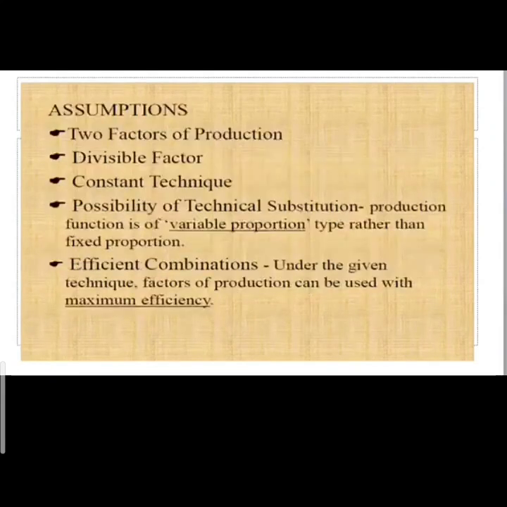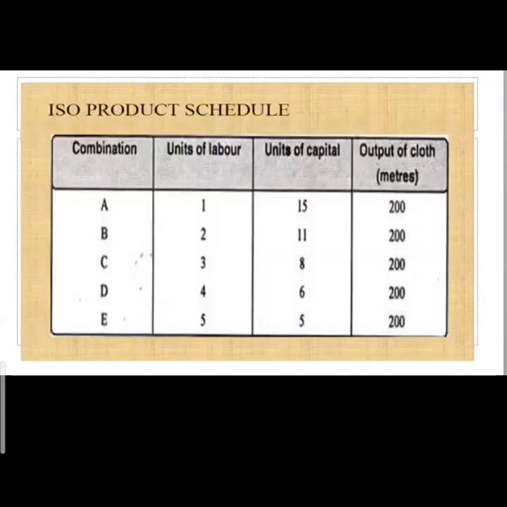What are the assumptions? Two factors of production. You may take labor or capital, division of labor, or divisible factors. Constant techniques, it means we are not going to change any technology or techniques. Possibility of technical substitution. The production function is of variable proportion type rather than fixed proportion. Efficient combination. Under the given technique, factors of production can be used with maximum efficiency.